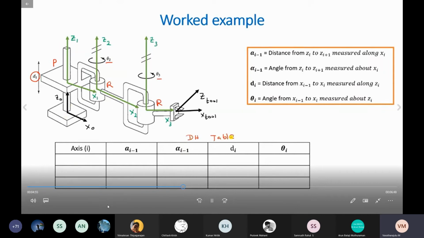and the first step would be to identify the axes. So we have three axes, 1, 2, 3, corresponding to our three joints. However, when setting the parameters for the DH table, we would always move from one frame to another. So in the first case, we will move from 0 to 1, then from 1 to 2, and 2 to 3.